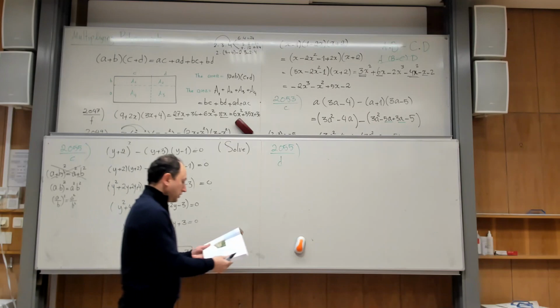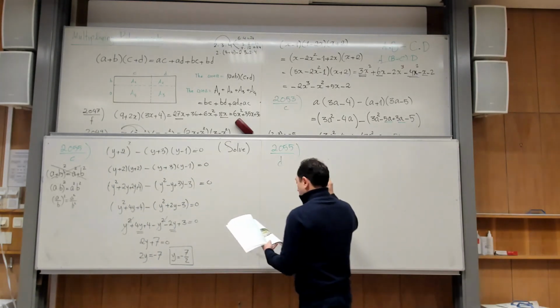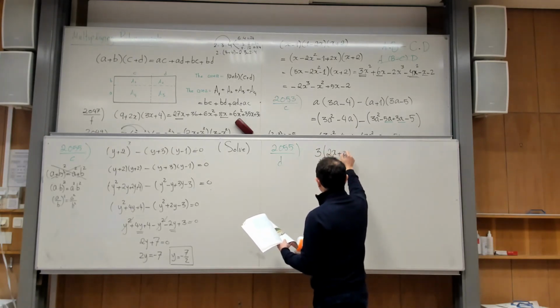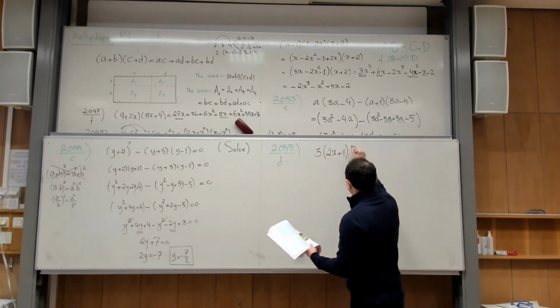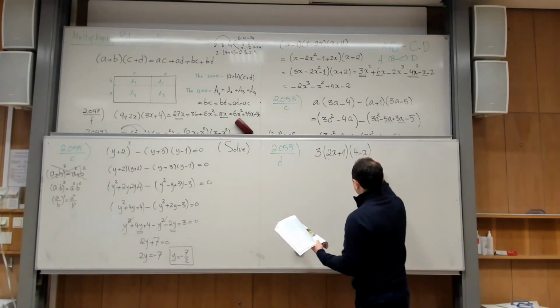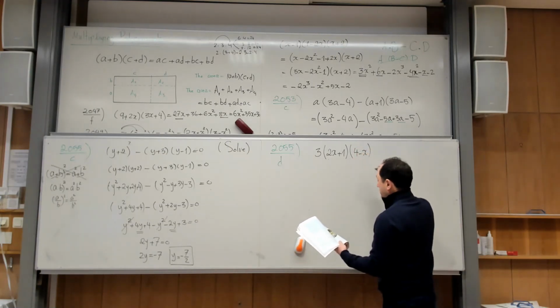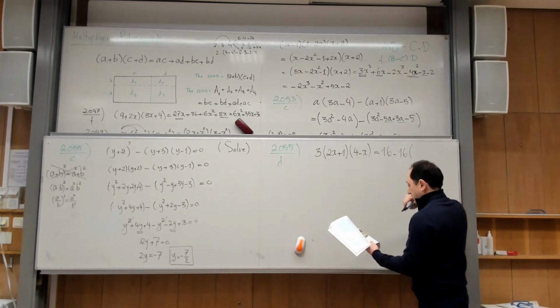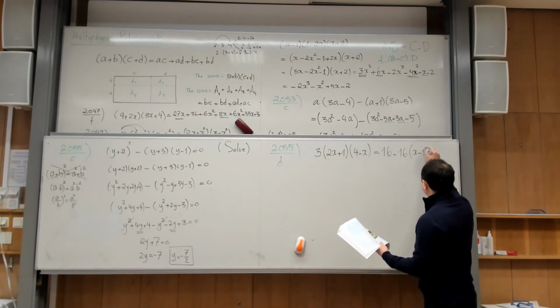You start working on your own. So be careful not to mess it up, please, okay? I want to make sure that you really understand. Okay, so 3 times (2x plus 1), and then (4 minus x), equals 16 minus 16 times (x minus 1) squared.